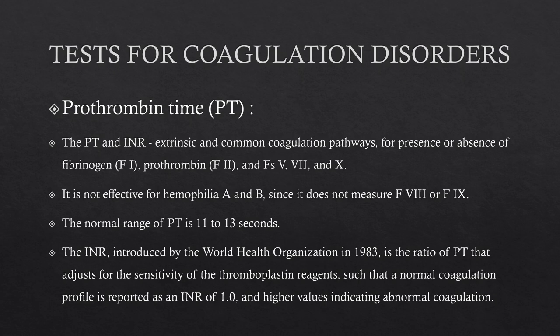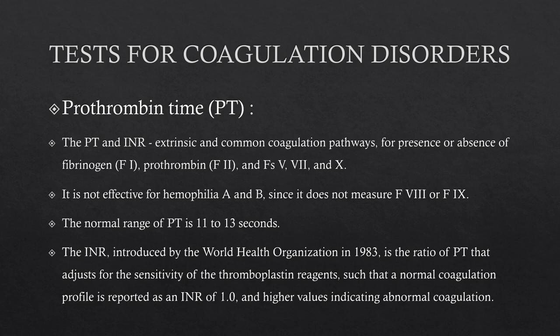The first thing is the prothrombin time, the PT and INR. INR is the international normalized ratio. This is taken into account when the patient is on anticoagulant therapy, and the ratio is usually 1. What PT, prothrombin time, measures is the time taken for prothrombin to convert into thrombin. So the extrinsic and common coagulation pathways will be evaluated here.